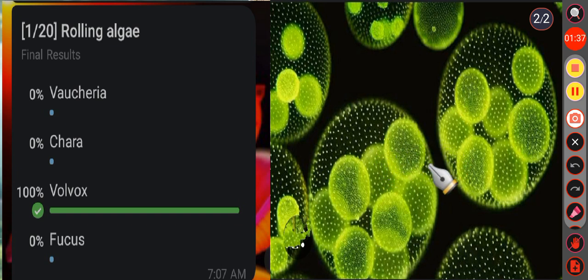So, Volvox is a genus of multicellular green algae that live in fresh water. They grow as plankton on the surface of lakes, ponds and storage tanks. Volvox cells are arranged in a single layer inside a hollow sphere. The cells are embedded in a gelatinous matrix. The sphere swims with a rolling motion, so it is called rolling algae.